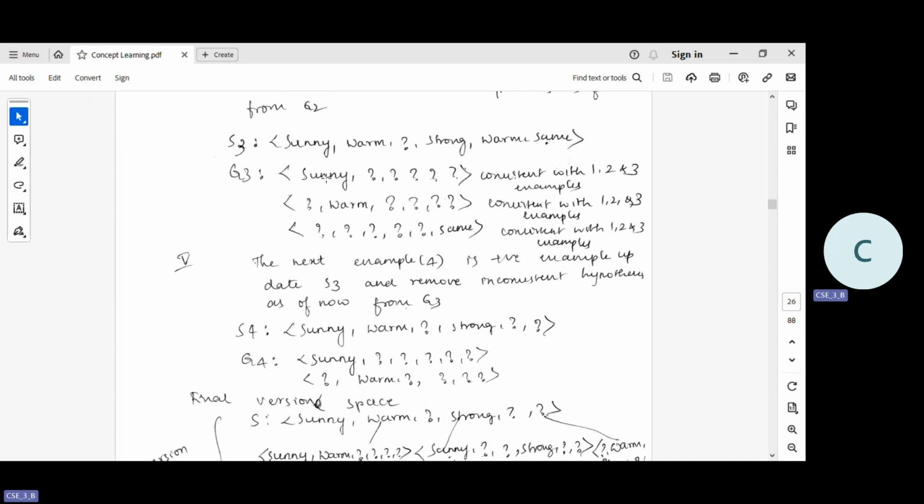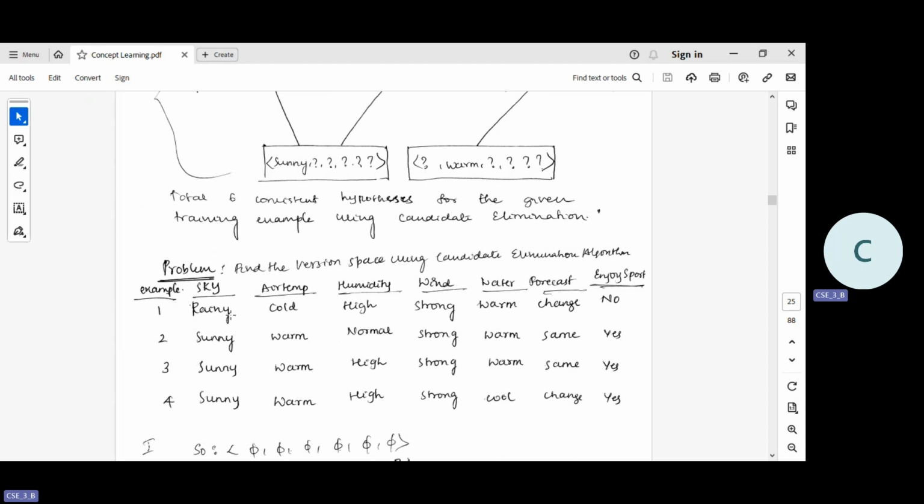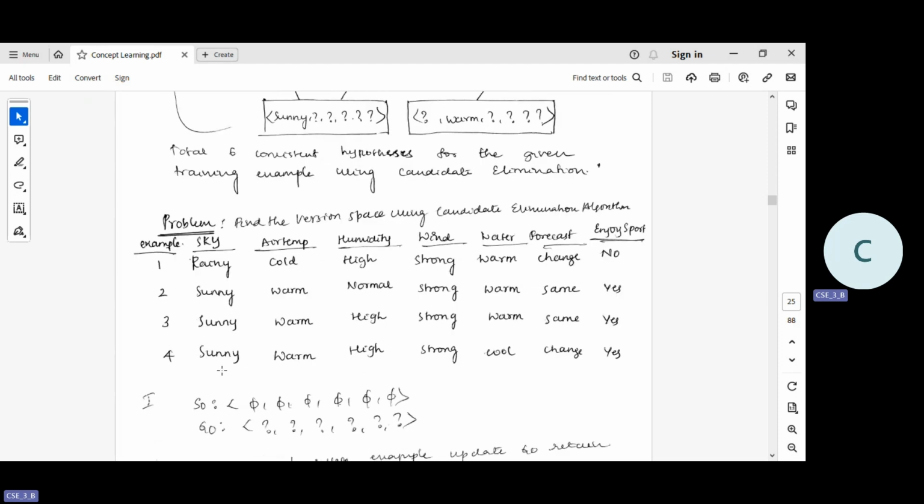Next we are taking, among these three hypotheses, those consistent with training examples 1, 2, 3, and then 4. In this case, sunny, then question mark. We can observe sunny, then all question marks. Sunny and then rainy mismatch, and the outcome is negative. It is consistent with the first training example, that is the negative example. And then sunny, all question marks. Sunny matches, and the outcome is positive. It is consistent. Again sunny matches, and all are question marks, so all the attribute values are considered. So there is a match, and it is consistent with the first, second, as well as third.